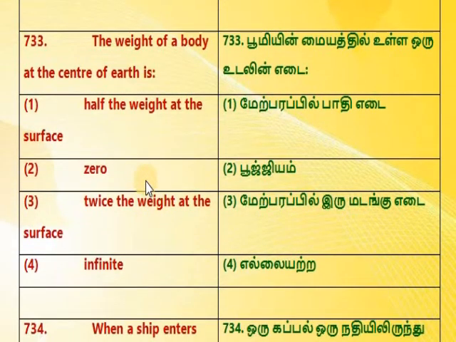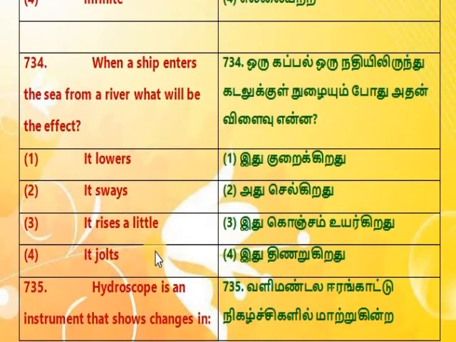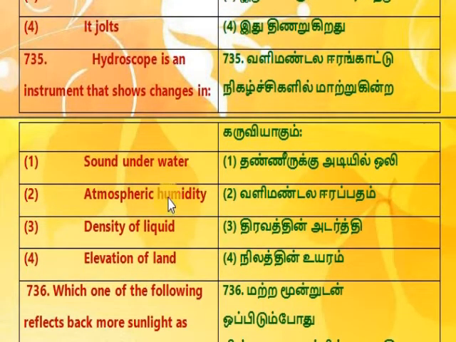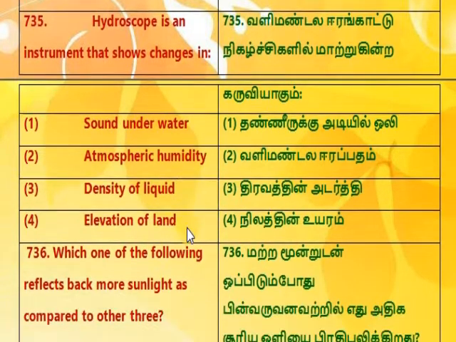733. The weight of a body at the center of Earth is 1. Half the weight at the surface, 2. 0. 3. Twice the weight at the surface, 4. Infinite. 734. When a ship enters the sea from a river, what will be the effect? 1. It lowers, 2. It sways, 3. It rises a little, 4. It jolts. 735. Hydroscope is an instrument that shows changes in 1. Sound underwater, 2. Atmospheric humidity, 3. Density of liquid, 4. Elevation of land.